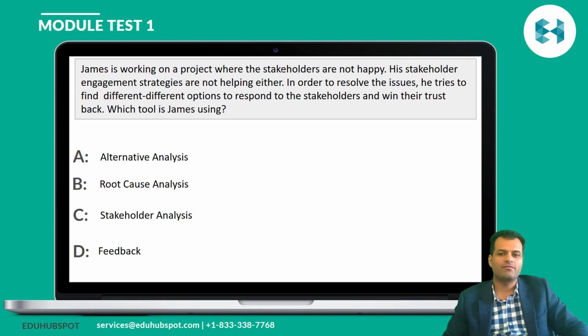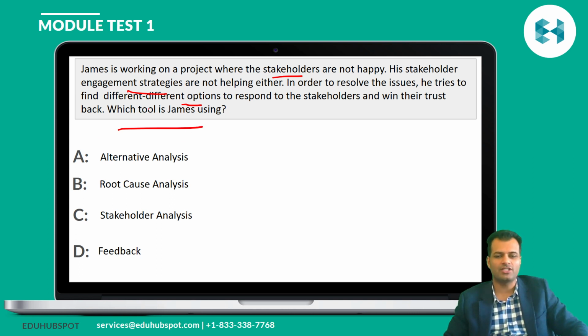James is working on a project where the stakeholders are not happy. His stakeholder engagement strategies are not helping either. In order to resolve the issues, he tries to find different options to respond to the stakeholders and win their trust back. Which tool is James using?